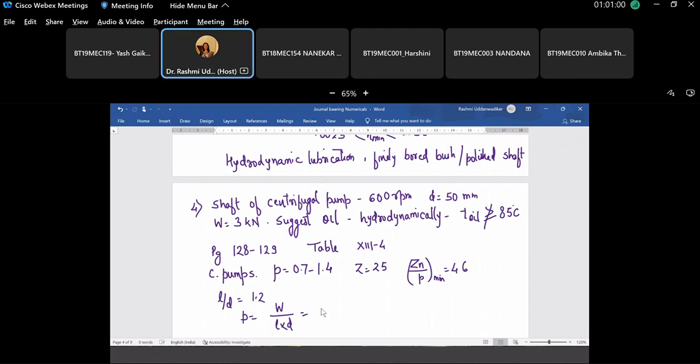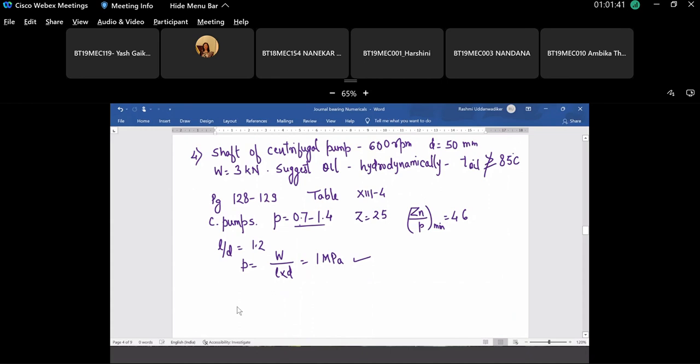This is the data for hydrodynamic lubrication. If L by D is taken as 1.2, are we getting the pressure in this range? If not, then you have to change L by D so that you get it in this range. Are you getting 1 MPa? Okay, so which is very much in this range. So this L by D is correct.